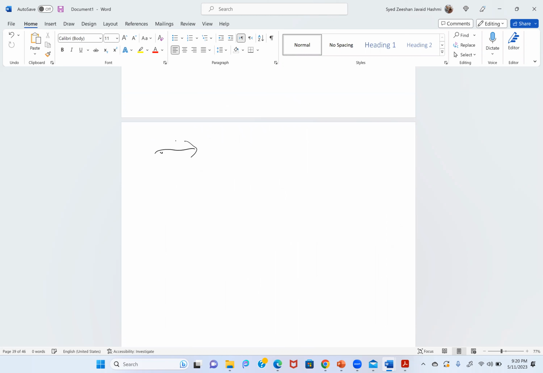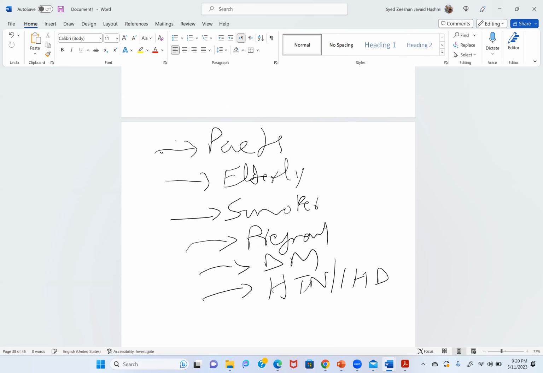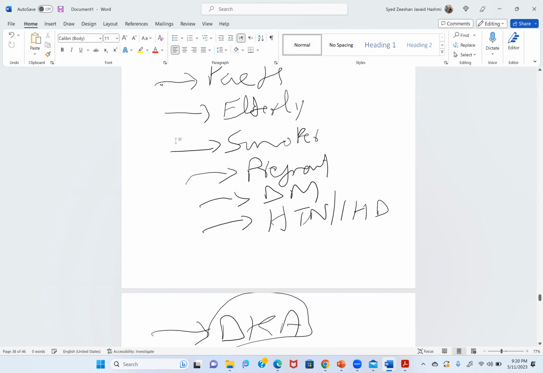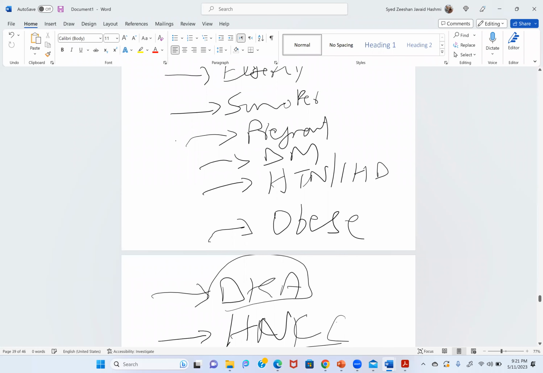I suggest you make a sentence for peds, make a sentence for elderly, make a sentence for smoker, make a sentence for pregnant, make a sentence for diabetes, make a sentence for hypertension, and I'm counting also ischemic heart disease. Yes, make a sentence for obese. Okay, now just give an example.